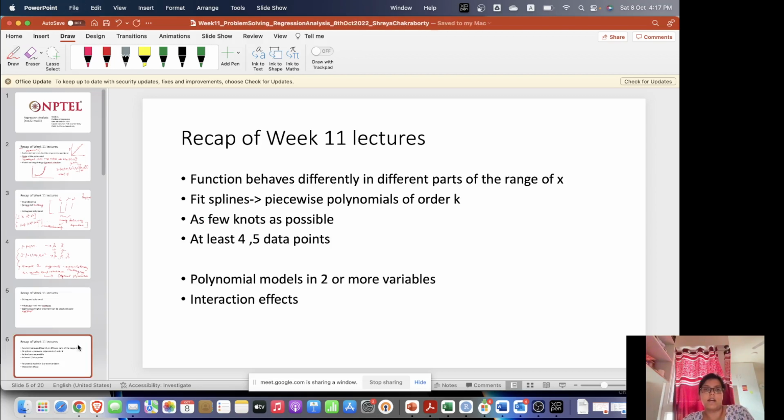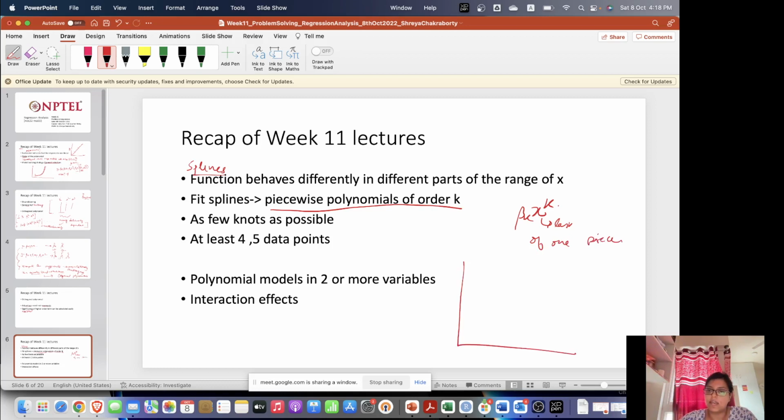Then after that we talked about splines, fitting polynomial splines, which are nothing but piecewise polynomials of order k. Order k means the last term is beta k x to the power k. This is the last term of one piece.